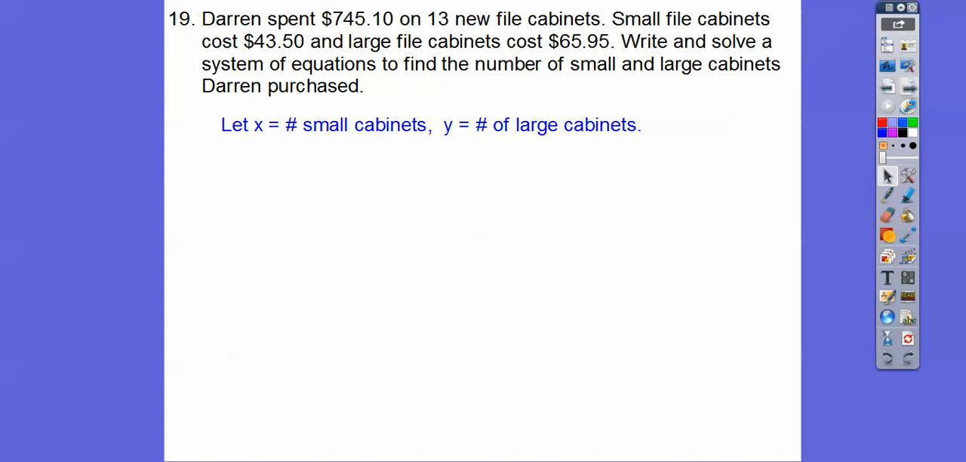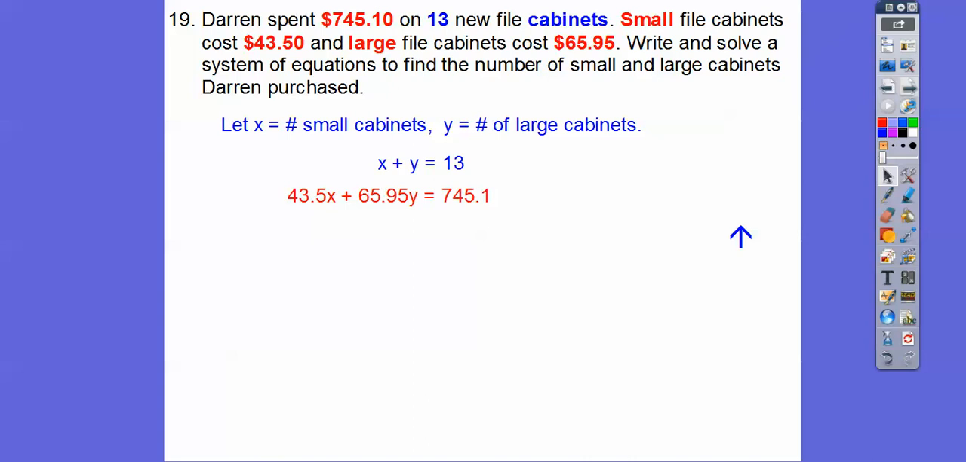Okay, so we'll let X be the small cabinets and Y be the big cabinets. They said that there were 13 cabinets, so I'm going to say X plus Y equals 13, and now let's put the money involved. So there's one equation: small cabinets are $43.50, so 43.5 times X, and then large is $65.95, so plus 65.95y equals $745. That's how much he spent.